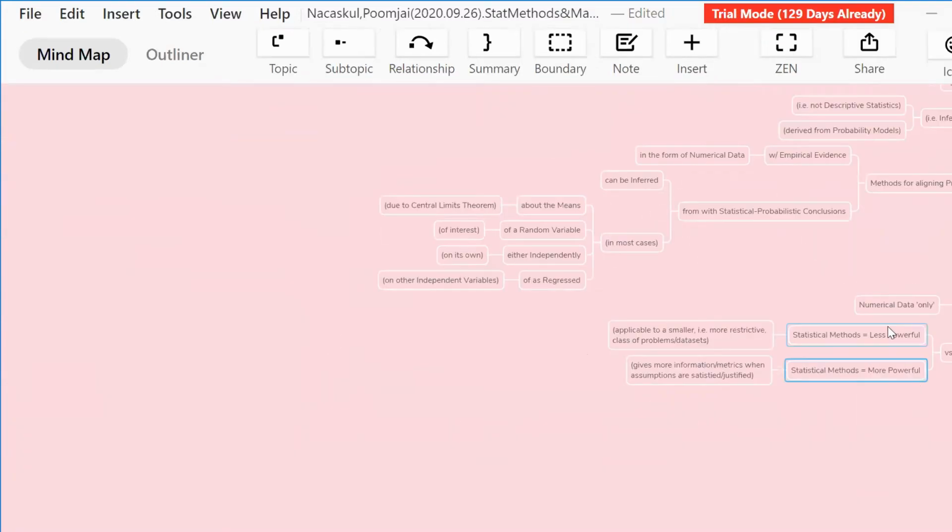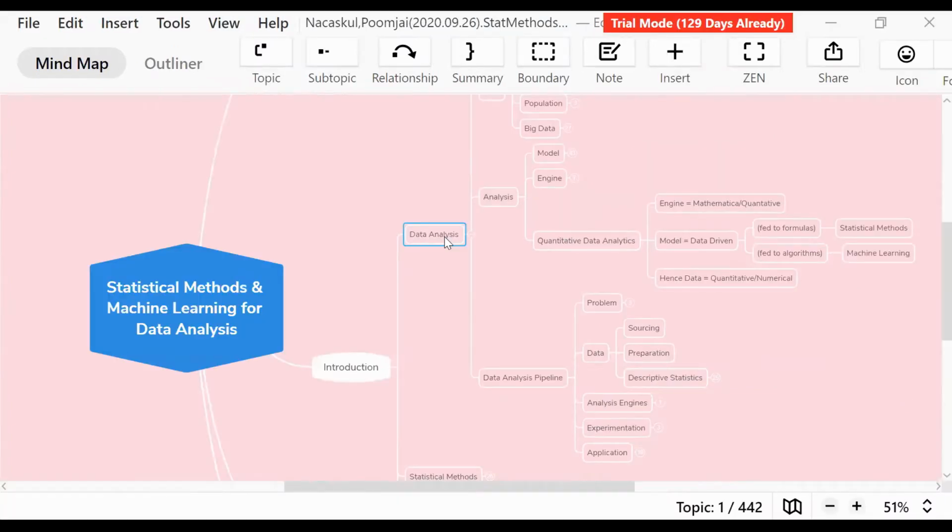Okay, the statistical. So in a way, if I ask you a conceptual question, like is a statistical method more powerful or less powerful? You can say both. You can say it's more powerful because it has a lot more information. It gives more detailed analysis on the data that you analyze. It's also less powerful because it addresses a smaller class of problems. We're talking about data analysis, right?